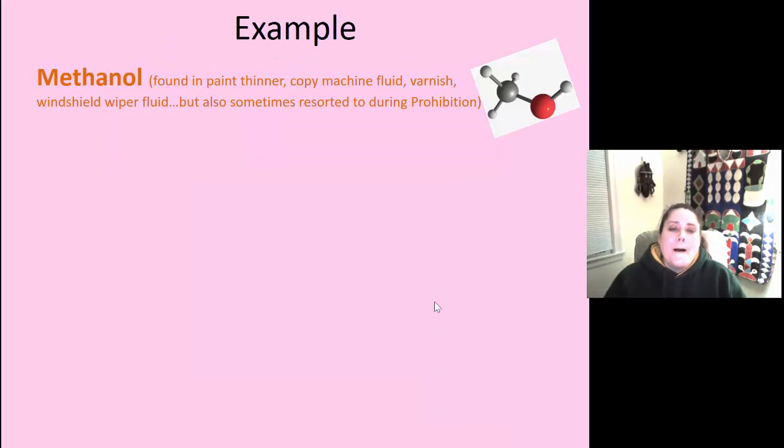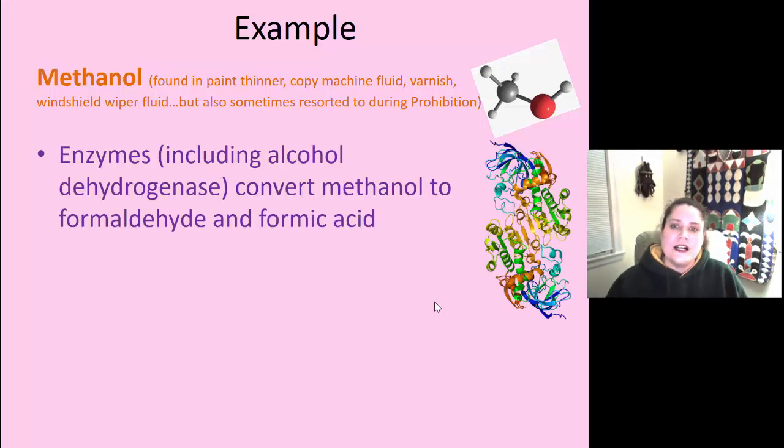So here's an example. Methanol is an alcohol found in paint thinner. It's found in copy machine fluid. It's found in varnish. It's found in windshield wiper fluid. And interestingly, once ethanol was made illegal during Prohibition, people started to go to methanol. And they were like, I'm going to start drinking this. Great idea. Not such a great idea.